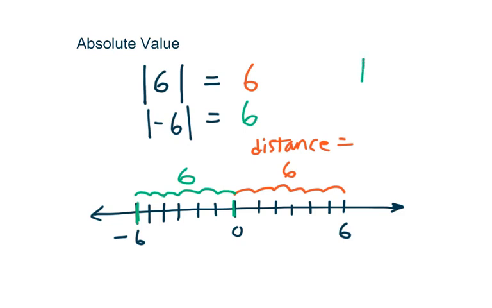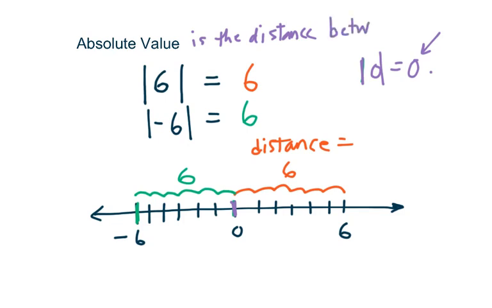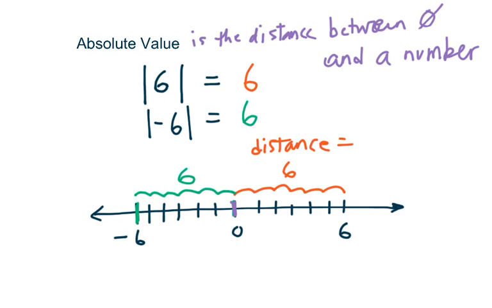If we took the absolute value of, say, 0, well, the distance between 0 and 0 is just 0, right? That's not a positive number, but it is not a negative number. So I think we can say then that the absolute value is the distance between 0 and a number. And the key word here is distance.